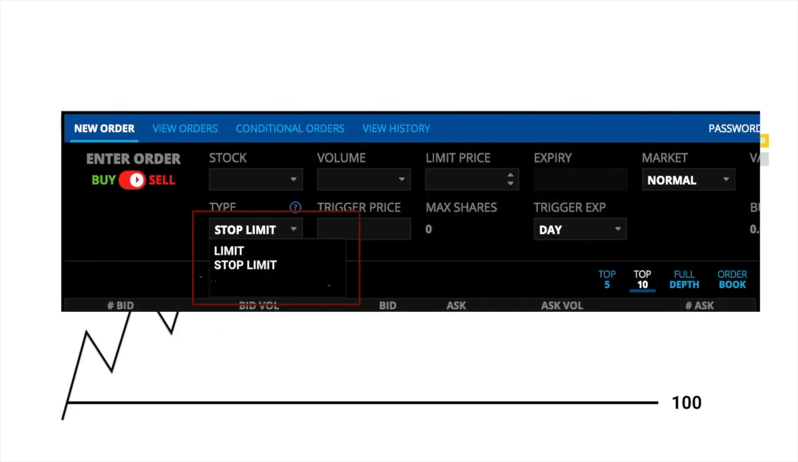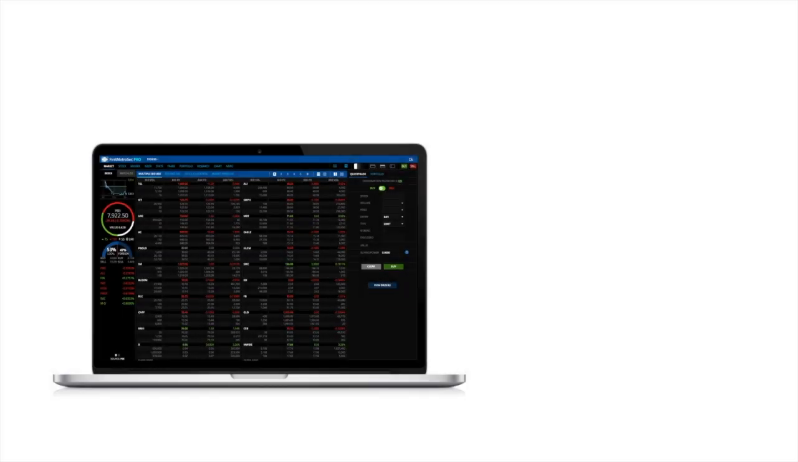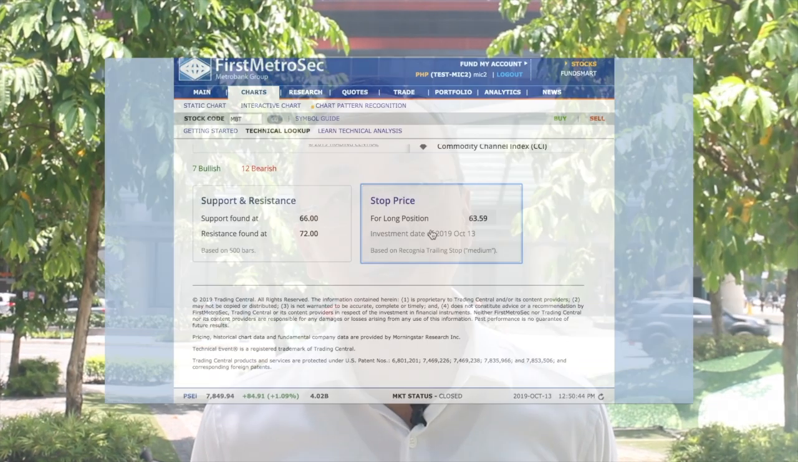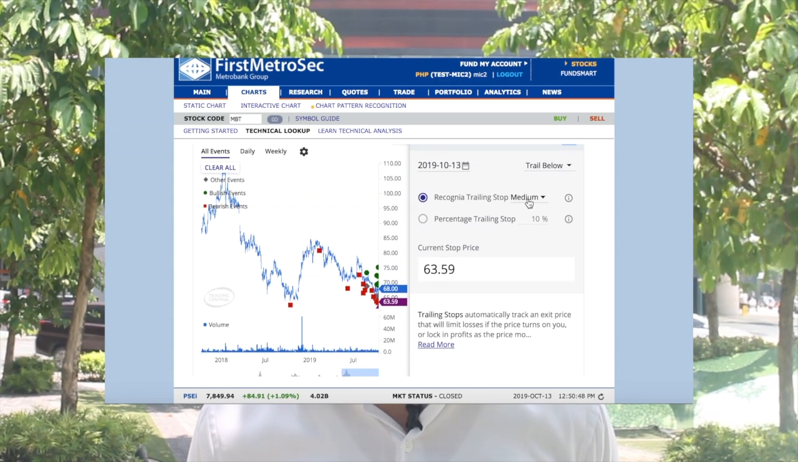Lit will probably have its place in our platform sometime in the future. We'll take it one step at a time. For now, I'm celebrating our stop limit orders, the order type I'm most excited about, and best used for buy-on breakout and cut-loss strategies. In the next video, I'll talk about how Recognia, or the chart pattern recognition feature, helps me set up my trigger prices.